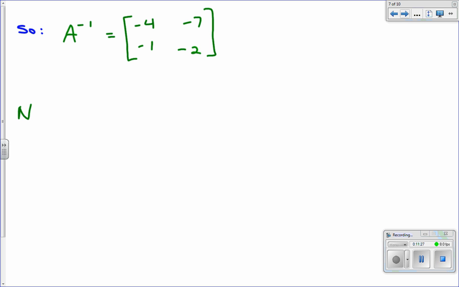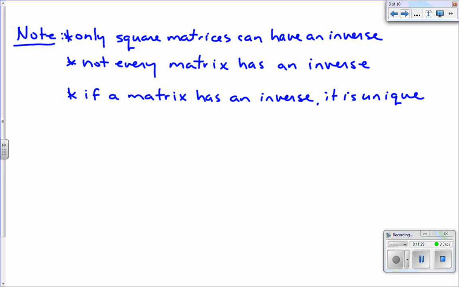So a couple of things to note here. I think I have that on the next slide. Yes. So note, only square matrices can have an inverse. Not every matrix has an inverse. And if a matrix does have an inverse, it is unique. That means there's only one possible inverse for any given matrix. Think about why only square matrices can have an inverse, and we'll have a discussion about that in class.